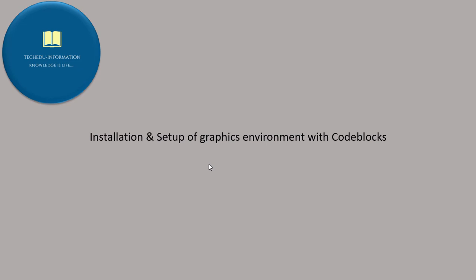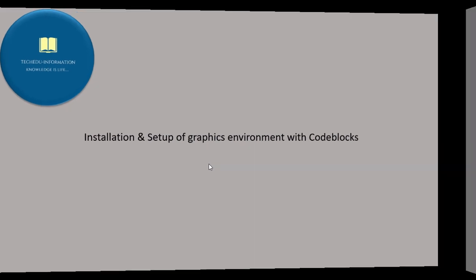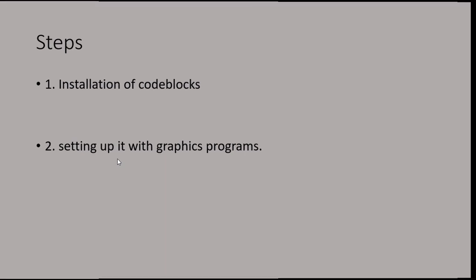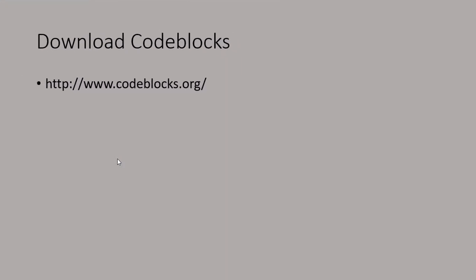Till now, in previous videos, we have seen some theoretical part. From this video, we are going to see installation and setup of graphics environment with Code::Blocks. So it gives an idea that we are going to run our graphics program with the help of Code::Blocks. While setting it up for graphics programs, we need two steps. First one is installation of Code::Blocks and second one is setting it with graphics environment. So first one is installation.